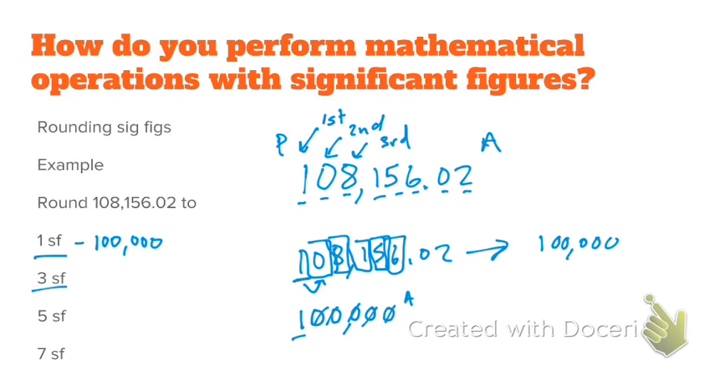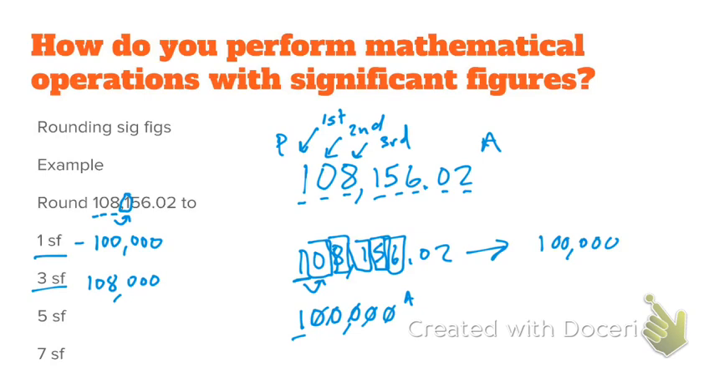All right, let's do it. What about taking 108,156.02 to 3 sig figs? Well, here are the 3 significant figures I want to keep. So I want to keep 108. I look at the next number. The next number is less than 5, so I'll just make that a 0 and then replace the remaining. The next number, 1, tells me don't round up, just keep it an 8.